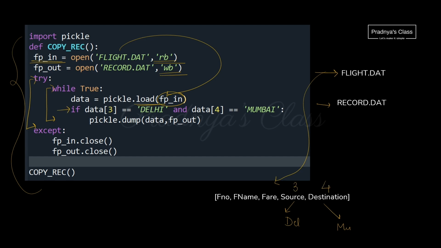So with if we are checking data of 3 is equals to Delhi and data of 4 should be Mumbai. If it satisfies the condition, we are writing those records in the record file. For that, we are using dump function and here is the file pointer of the record file. In the exit block, we are closing both the files. Hope you understood this code.